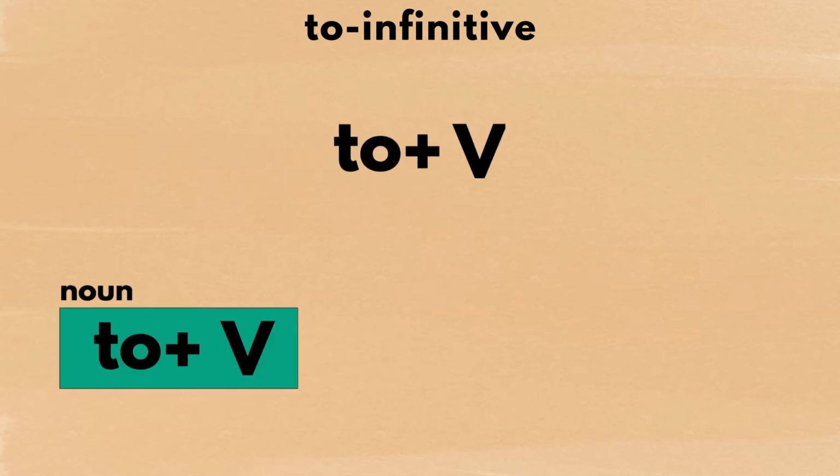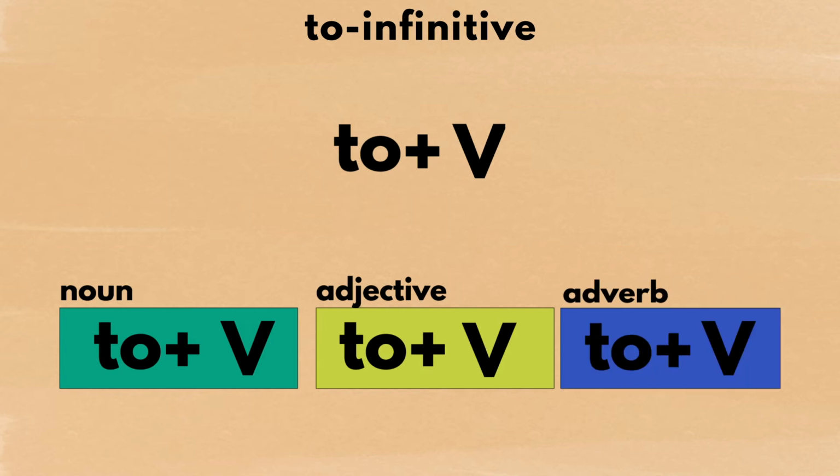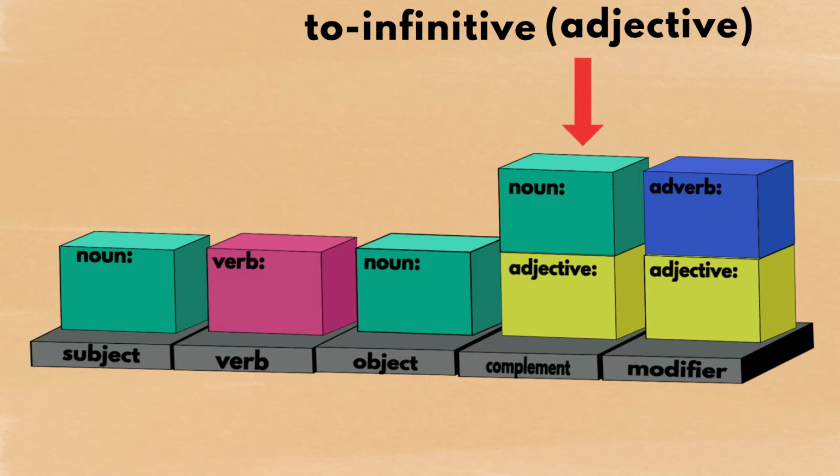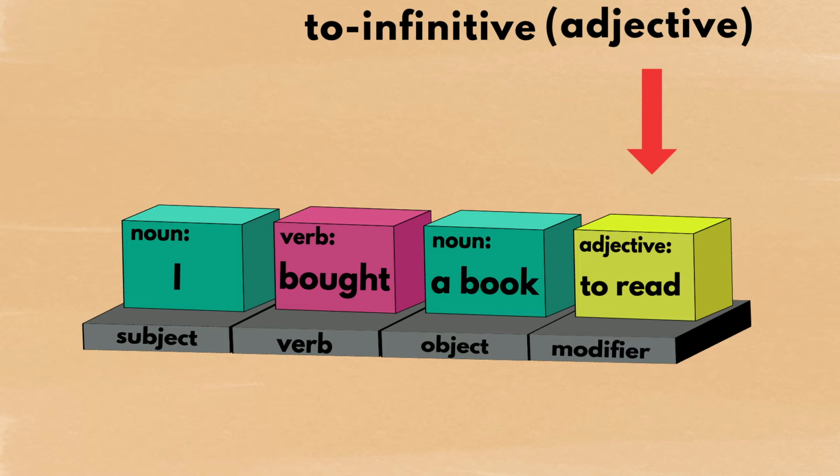The next non-finite verb is the to-infinitive. If you put the word to in front of the base form of the verb, you can use it as a noun, adjective, or adverb. If you use it as a noun, it can go to the subject, object, complement, and adverb position just as the gerund does. If it is used as an adjective, it can go to the complement and modifier's position, as in I am to die soon and I bought a book to read.